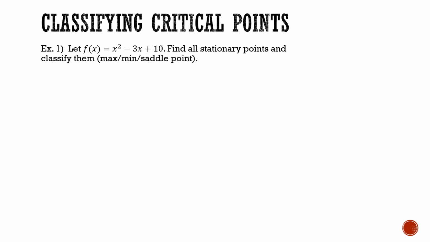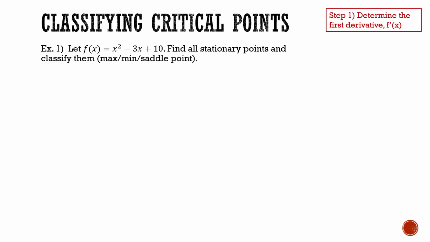So let's use the step-by-step process laid out in the previous video. Let f of x equal x squared minus 3x plus 10. We're going to find all of the stationary points, that's synonymous with critical points, and classify them. We're going to classify whether they're a max, a min, or a saddle point.